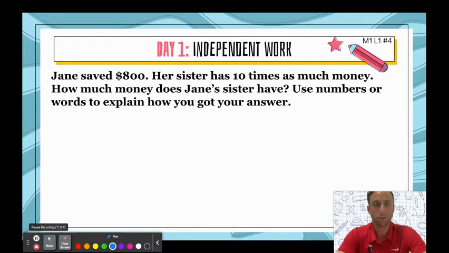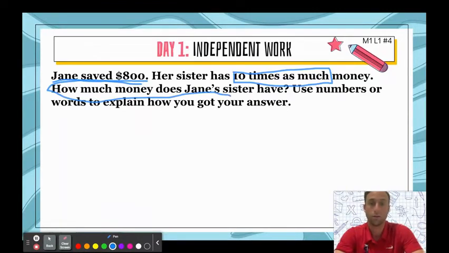Okay, so let's take a look at our next problem. It's very, very similar. So let's see if we could find some things that helped us in the last problem in order to help us answer this problem. Jane saved $800. Nice job, Jane. Way to go. Her sister has 10 times as much money. There's that word again. 10 times as much or 10 times as many. And if we thought Jane had a lot of money, her sister has more, 10 times as much. How much money does Jane's sister have? Well, we're about to find out.